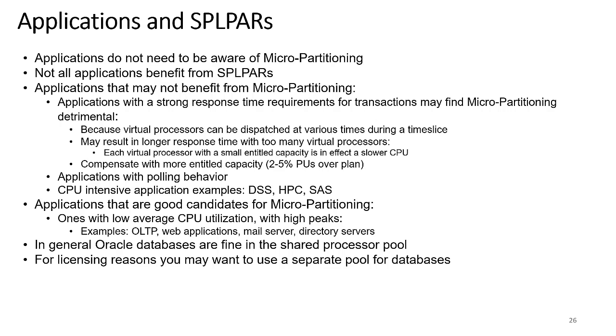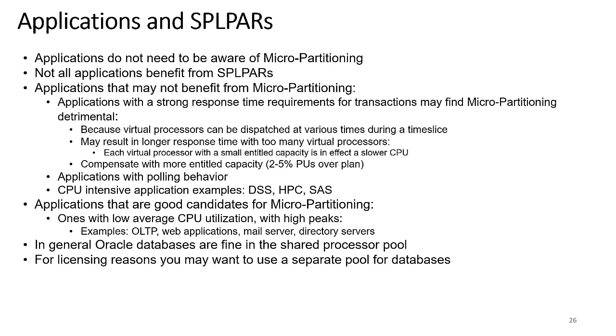If you have applications that have polling behavior, or applications that are very CPU intensive, and I use SAS as an example, but also high performance computing and so on, they benefit much better with dedicated cores. And you can run the tests yourself and figure that out. The applications that are good candidates for micropartitioning are ones with a low average CPU but high peaks, so things that have a lot of range, things like OLTP, web applications, most of the things that we run day to day, unless we're doing things like business intelligence and so on.